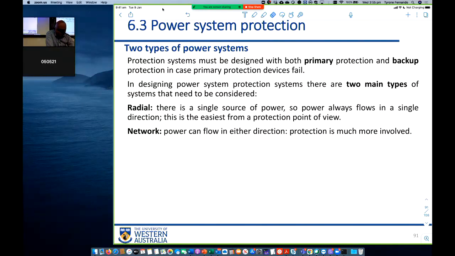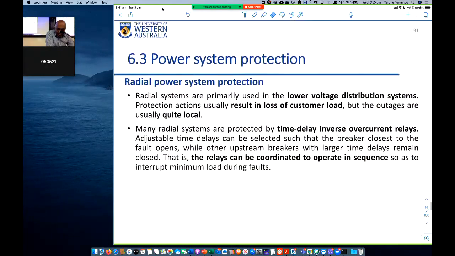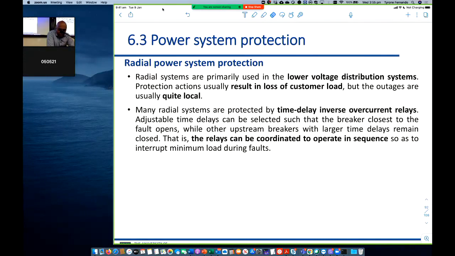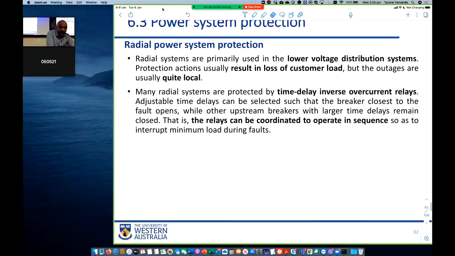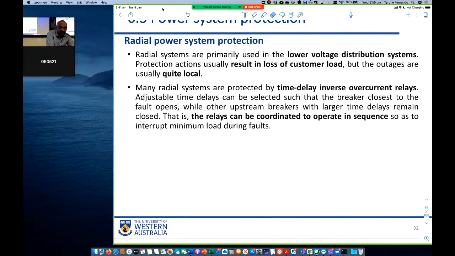So protection is generally easier for radial networks, but difficult for mesh networks. Radial systems are primarily used in low voltage distribution systems. You have the power network, the transmission system, and then the distribution system. So radial networks are primarily in the distribution. Protection actions usually result in loss of customer load, but outages are usually quite local. We'll talk about that more.